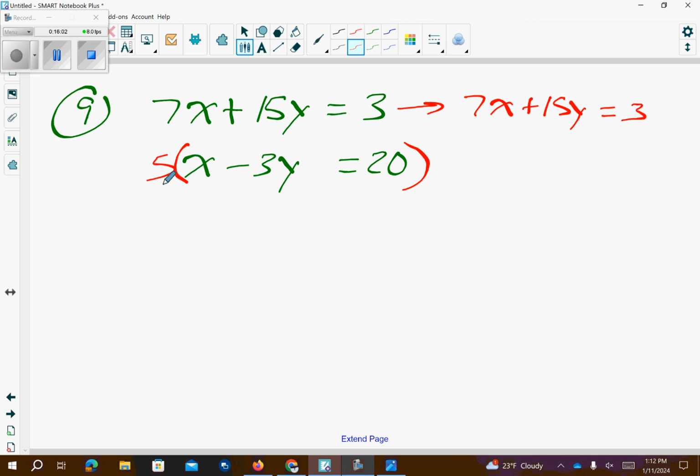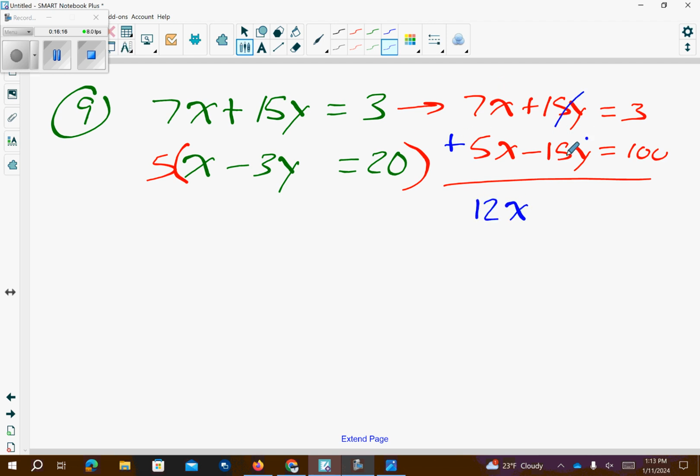that stayed the same. 5 times x is 5x. 5 times negative 3y is negative 15y. 5 times 20 is 100. Now, I'm not going to add my green ones together. I'm going to add together my red ones. So I get 12x here. These cancel. Equals 103. Is that right? Did I write that down right? Looks like it.